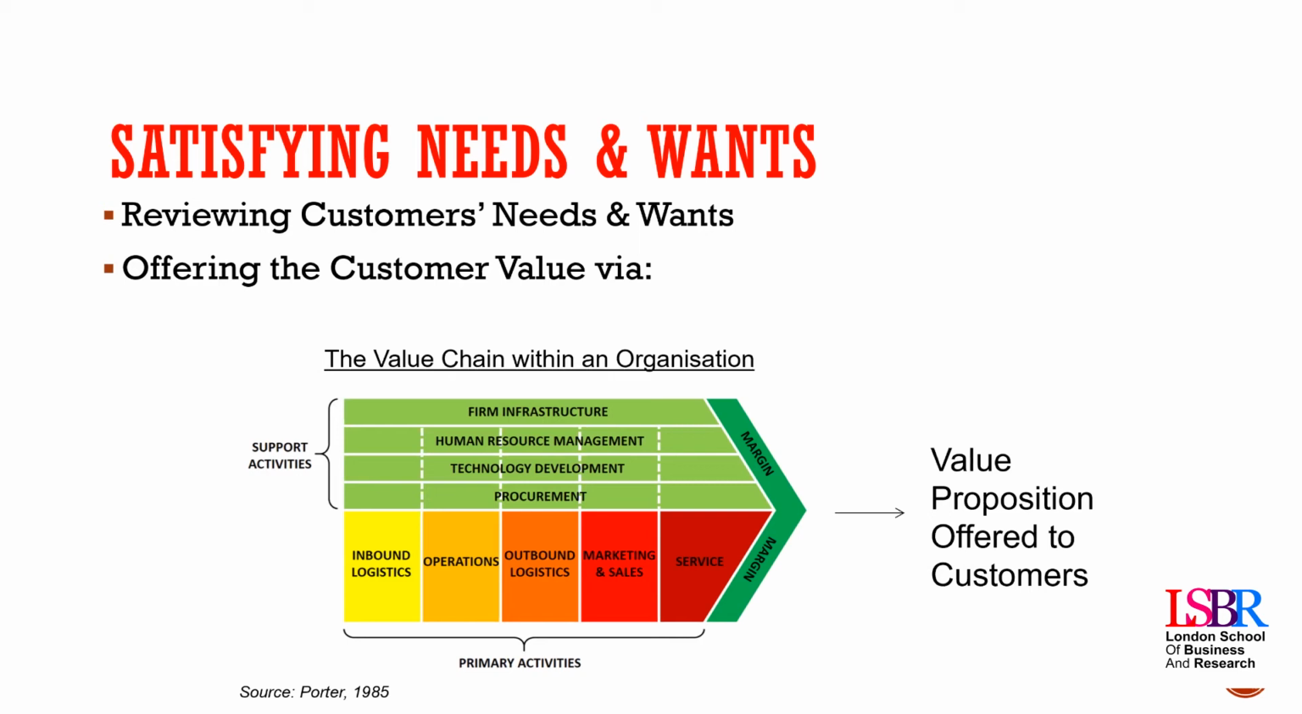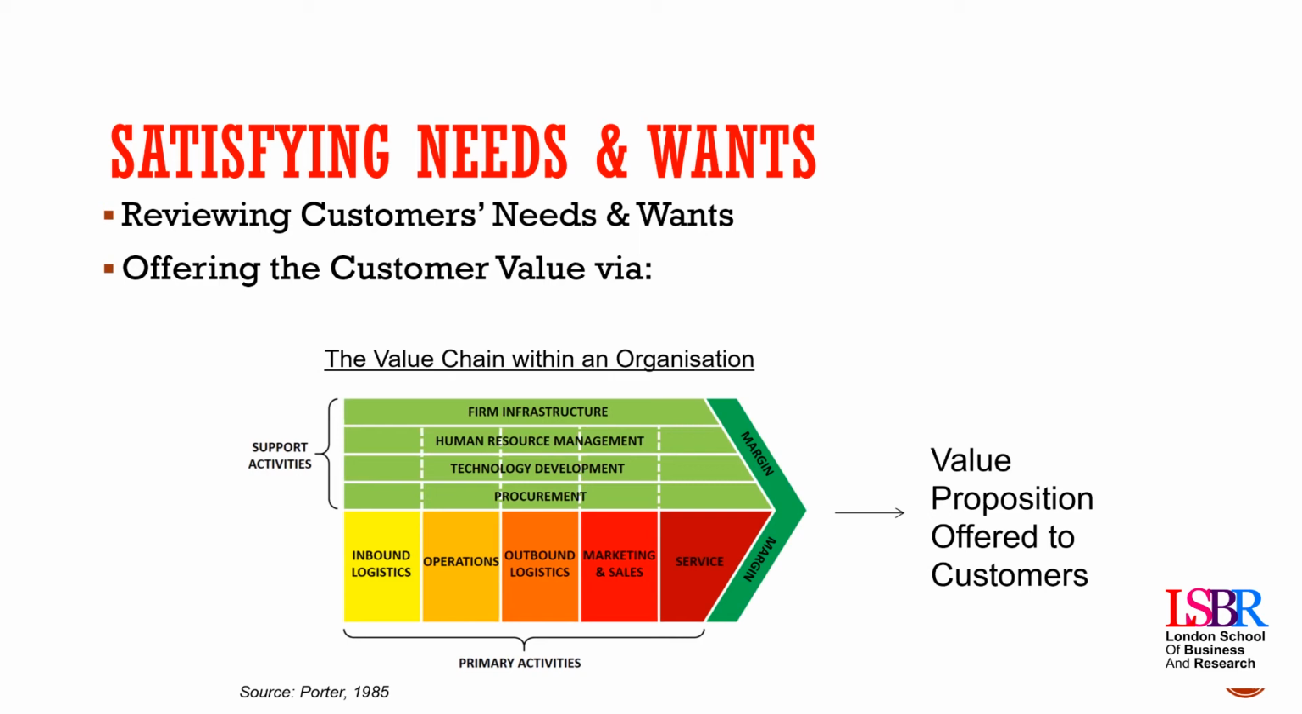We then have operations. Operations is basically your manufacturing and your production. So you take those inputs from inbound logistics, you turn them into the product or the good and service that you sell, and then you outbound them, which means you send them away. It's all about logistics. It's all about how you get your product to your customer, or how you get it to the local warehouse.